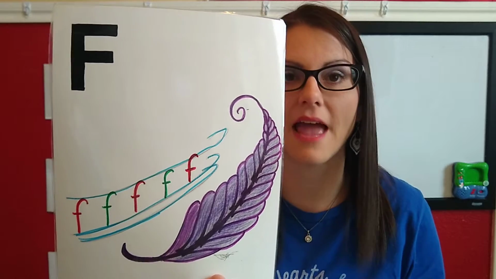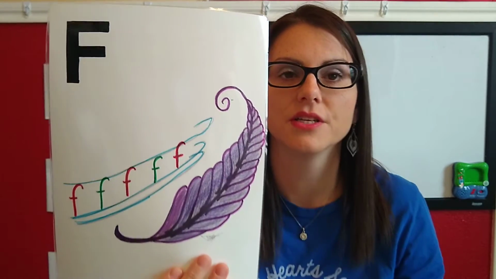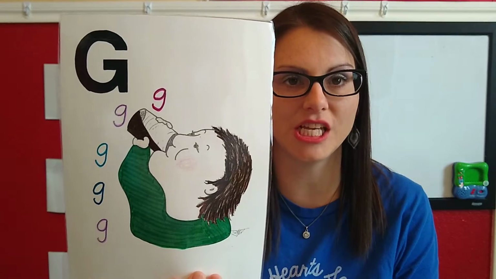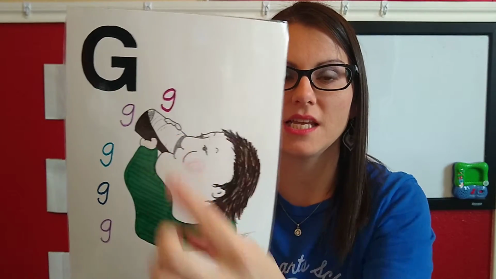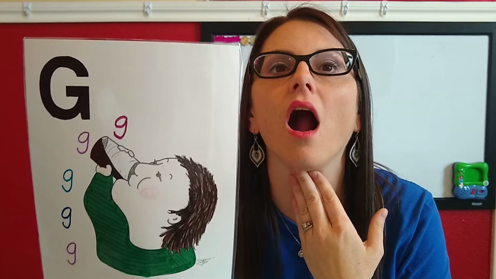Okay, here's our next one. F. F, very good. F says f. So we're going to put that feather on our hand, and we're going to blow it away with our F sound. Okay, here's our next one. G. G, grab that glass and say g, g, g, g. So I'm taking, and you're going to feel it back here. G, g, g, g, g.